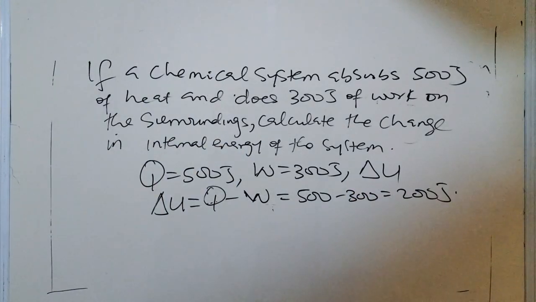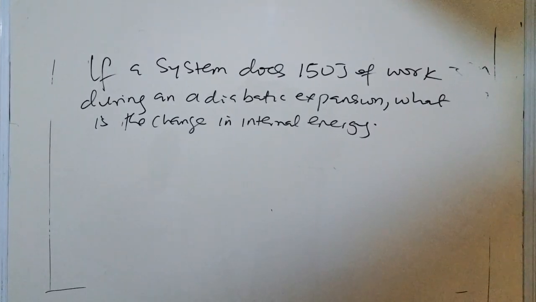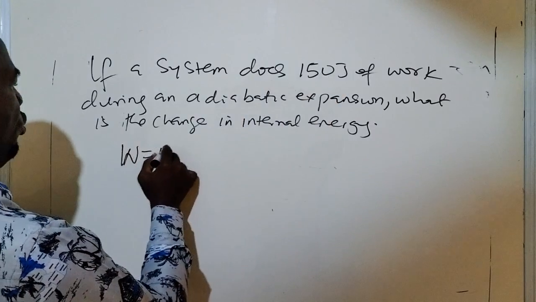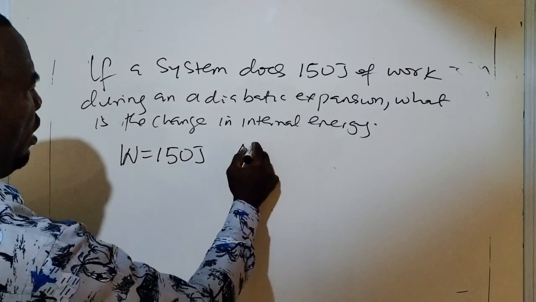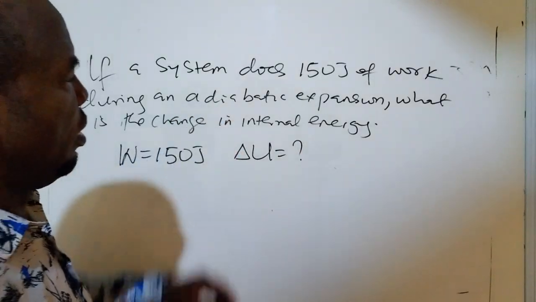We'll take another problem. So another problem on the board says, if a system does 150 joules of work during an adiabatic process or expansion, what is the change in internal energy? So look at this question. The work done is 150 joules. Let's itemize what's given to us. We're looking for the change in internal energy. And the process is said to be adiabatic.